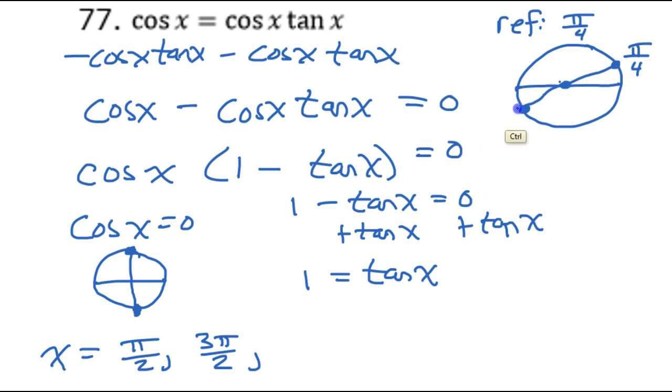So what would be this angle, which has a reference angle of pi over 4? Well, over here at the left, pi is the same thing as 4 pi over 4. So this is 5 pi over 4. Okay, so those are the two additional answers. So I have pi over 4 and I have 5 pi over 4.